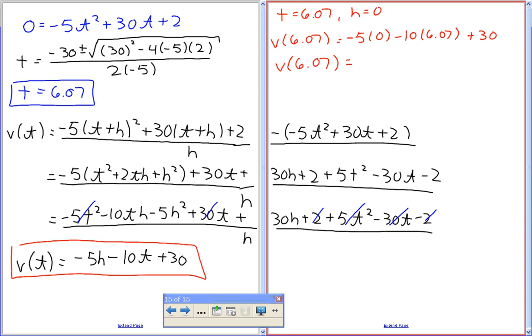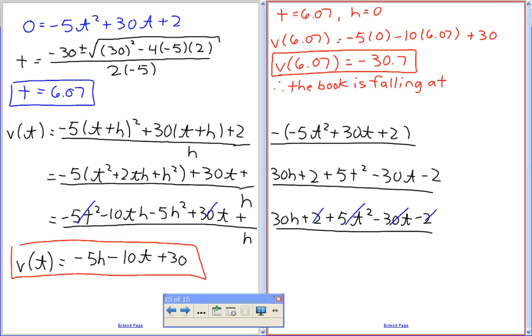So v of 6.07 equals negative 60.7 meters per second. Therefore, the book is falling. Yeah, no air resistance. I think that would be downwards. We're assuming positive is upwards, negative is downwards. We'll talk more about direction in the next unit.